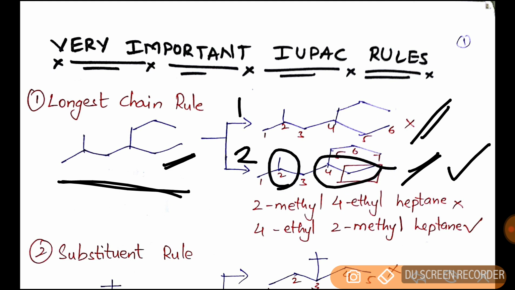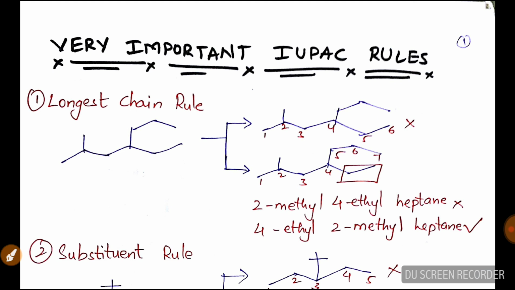At second position there is methyl, and at fourth position there is ethyl, 2 carbons. So the IUPAC nomenclature can be written like this. It can be written in both ways, guys, that is 2-methyl 4-ethyl heptane. As you could see, the parent chain has 7 carbons, and it can also be written as 4-ethyl 2-methyl heptane. Which one is correct? IUPAC nomenclature follows alphabetical order. As E comes first, this is the right answer. 4-ethyl 2-methyl heptane is the correct answer.